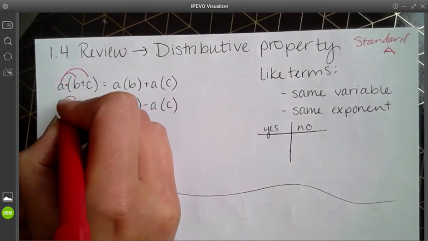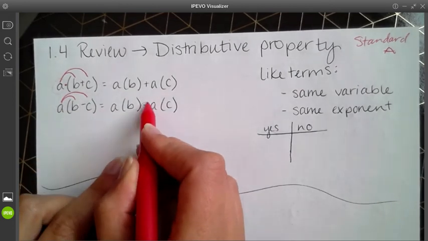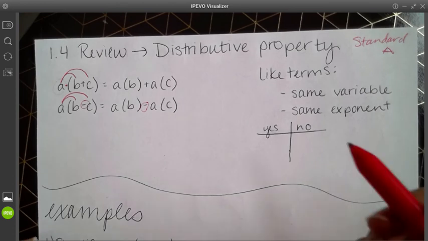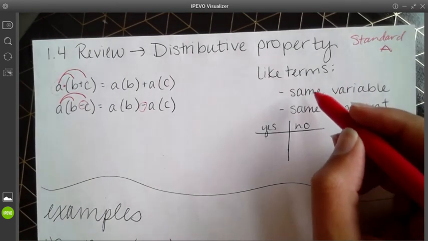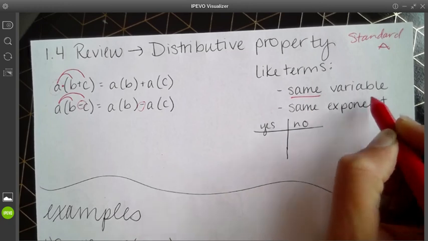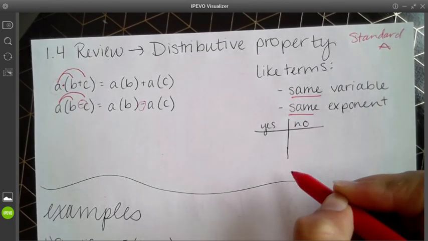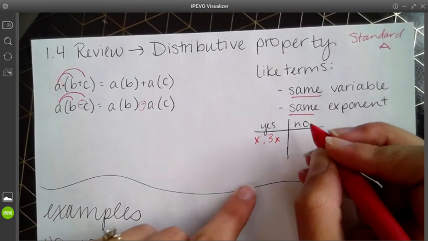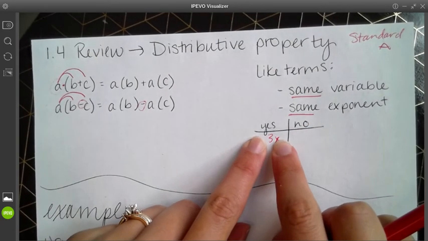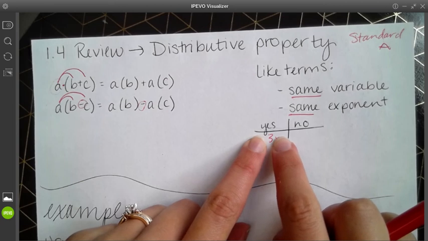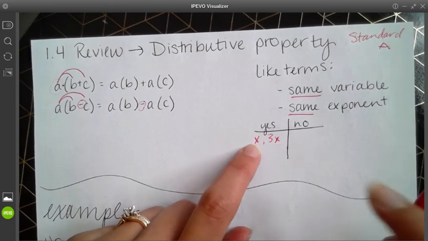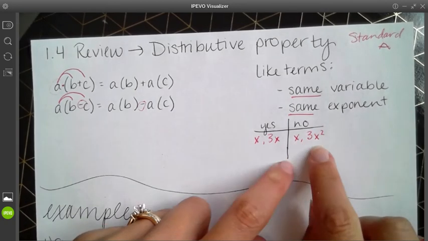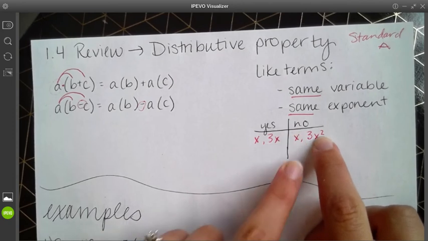Same with subtraction, but now this operation is subtraction, okay? Look at examples. It'll help make it easier. Like terms. Like terms have the same variable, and that variable has the same exponent, okay? So some like terms would be x and 3x. The variable is x. The exponent is the same, right? There is no exponent given, so these are like terms. Not like terms, x and 3x squared. Same variable, different exponent, okay?